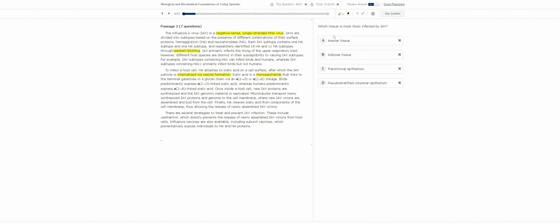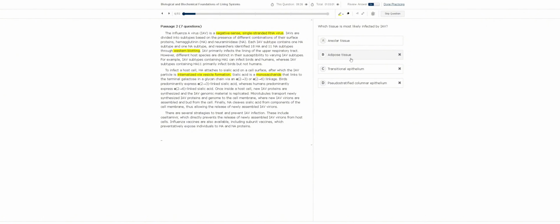So let's go through our answer choices one by one. So A, areolar tissue. This is mostly common in your skin. It basically connects the skin to your muscles and keeps them together. It's not really existent inside the upper respiratory tract. So A is not a good answer so far.